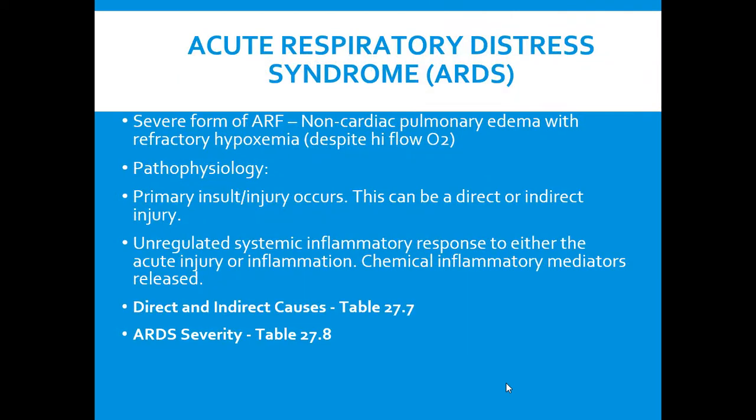So, ARDS, what is it? Acute respiratory distress syndrome is characterized by non-cardiac pulmonary edema and progressive refractory hypoxemia. So you have this progressive hypoxemia, resulting in a decrease of arterial O2 despite administration of oxygen at high flow rates. It is a severe form of acute respiratory failure.